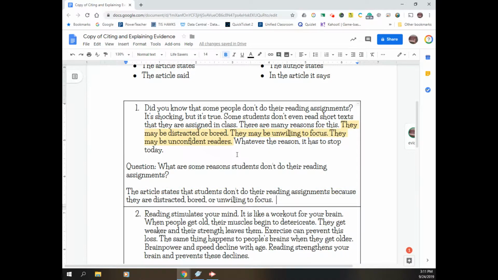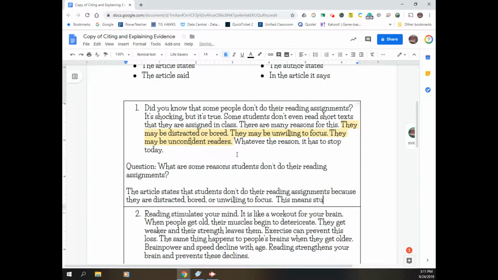Now I have to do the explain part. So you usually start this sentence off with, this means. What does this mean? We have to figure this out. So you now have to infer what this means. You have to explain why you chose this. So a way to do that is you have to reread what you're saying. The article states that students don't do their reading assignments because they are distracted, bored, or unwilling to focus. This means what? What will happen to the students? Okay? This means what? If students are distracted, bored, or unwilling to focus, what does this mean in school?